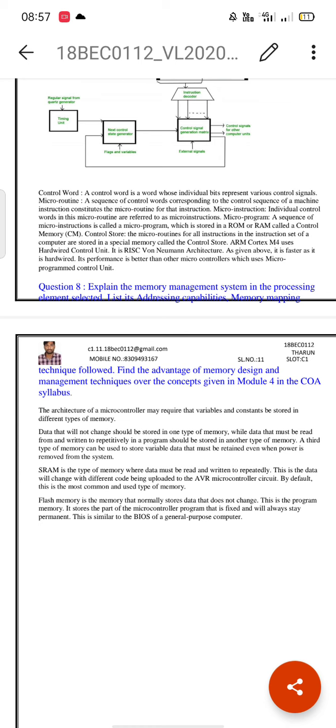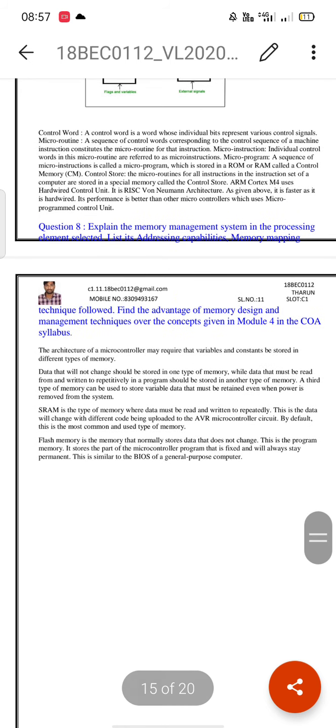SRAM is a type of memory where the data must be read and written repeatedly. This is the type of data that will change with the different code being uploaded to the AVR microcontroller unit. By default, this is the most commonly used type of memory. Flash memory is a memory that is normally fixed and does not change, and this is the program memory. It stores the microcontroller program. This is fixed and will always stay permanent, and this is similar to the BIOS in a general purpose computer.